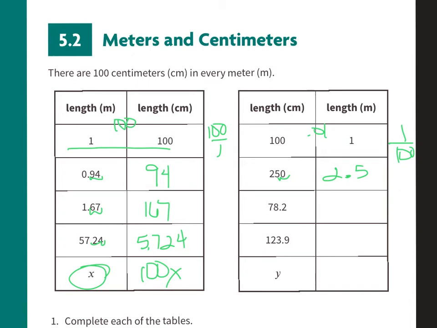78.2 times 0.01, we move it over twice, 0.782. 123.9 times 0.01, we move it over twice, so we get 1.239. And then y times 0.01 is just 0.01y. Okay?